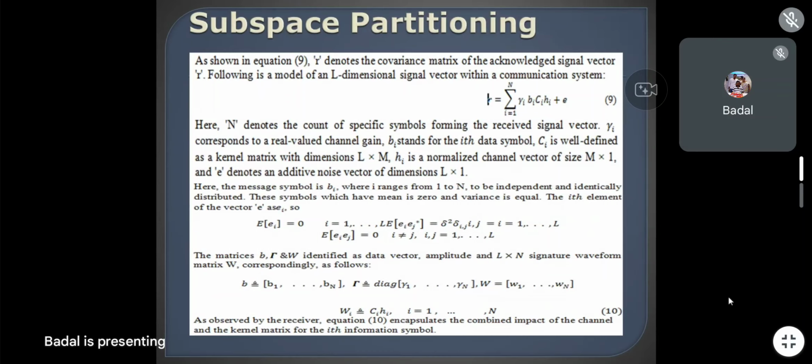In the message symbols bi, where i ranges from 1 to n, assumed to be independent and identically distributed, the symbols have zero mean and equal variance. The ith element of the vector e is also given by the equation as mentioned. The matrix identifies the data vector, amplitude, and the L into n signature waveform matrix W as observed by the receiver. The equations encapsulate the combined impact of the channel and the kernel matrix of the ith intersymbol symbol.